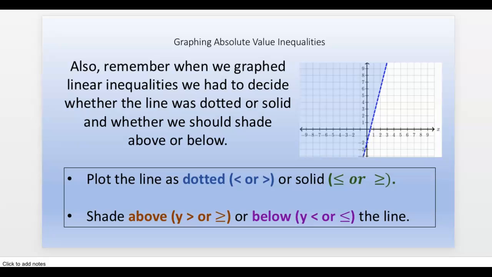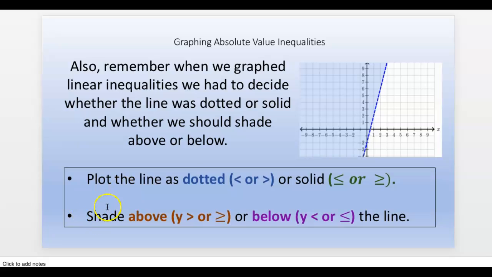Also remember, when we graphed the linear inequalities, we had to decide whether the line was dotted or solid, and whether we should shade above or below the line. The line was dotted if it was less than or greater than, because the line itself was not included in the solution. It was a solid line if it said less than or equal to, or greater than or equal to, because the points on the line are included in the solution.